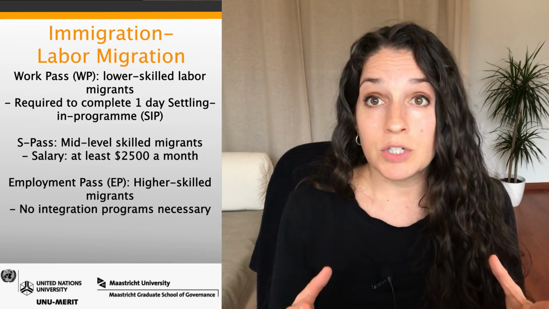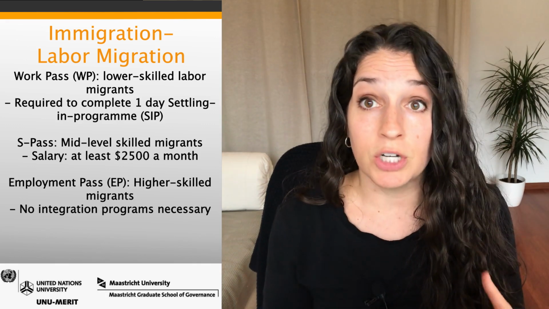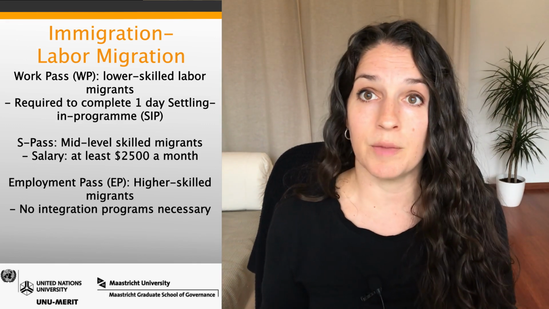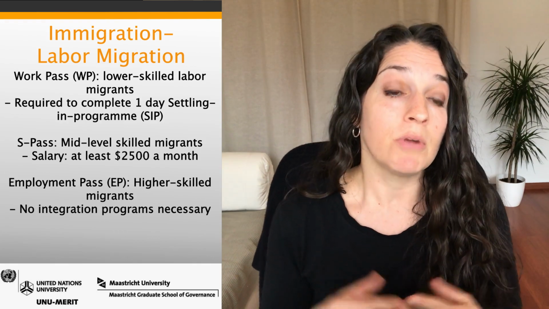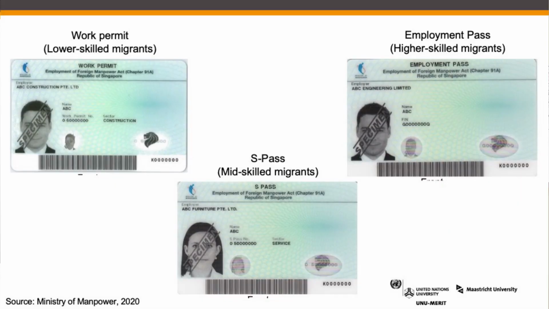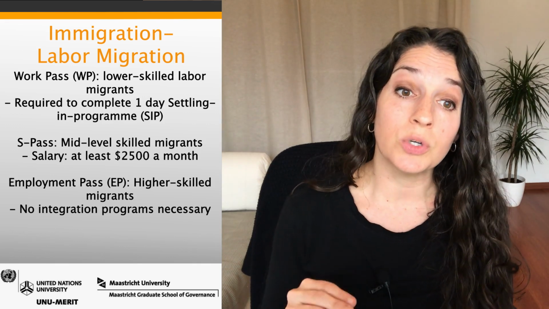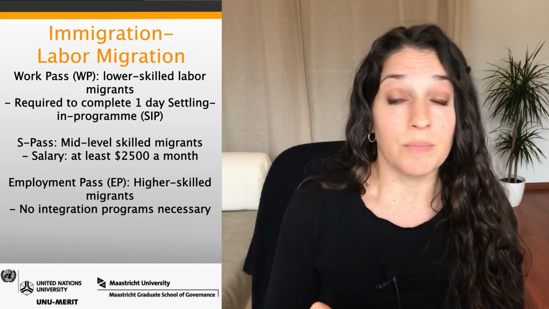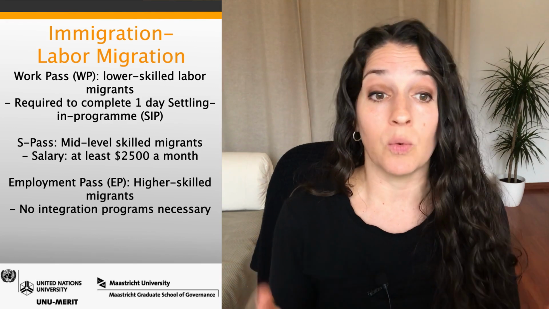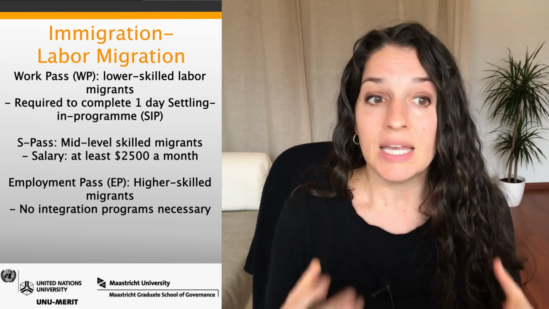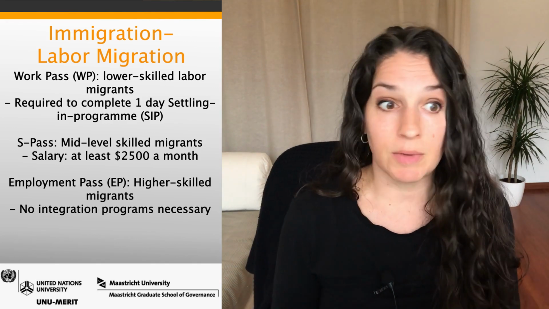So there are differential work permits and integration requirements depending on the type of labor migrant. Much of the requirements for obtaining passes center around salary amounts and qualification levels. So there are three main important tiers with regard to labor immigration. There's first the work pass, and that is for lower skilled labor migrants. They're also required to complete a one-day settling in program in Singapore and have the least amount of rights.